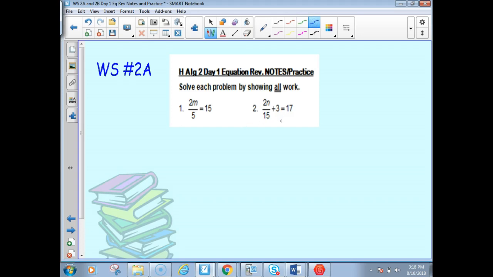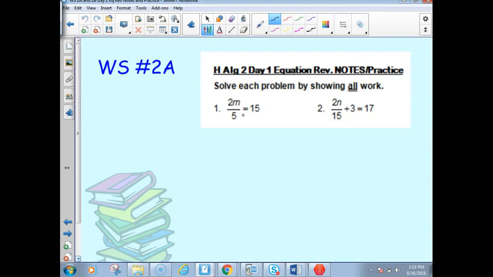All right, pretty much, you just multiply both sides by 5. You can multiply both sides by 5 for number 1. 2m would equal 75. And then we'll leave it as a fraction, just like before. So m is going to be 75 halves. Just make sure here that you isolate. So just to start this one off, the first step is to subtract 3. Don't multiply by 15. Subtract the 3. Then multiply by 15.